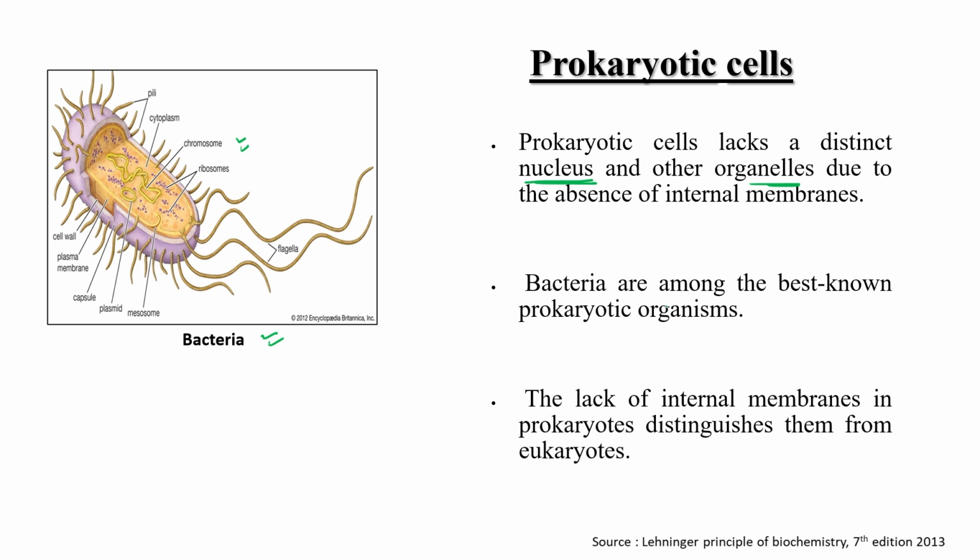Bacteria are the best known prokaryotic organisms, right? And the lack of internal membranes in prokaryotes distinguishes them from eukaryotes. This is the main difference between prokaryote and eukaryote, right? Eukaryotes have all kinds of membrane bound organelles like mitochondria, chloroplast, Golgi complex, right? But here there is no membrane bound organelle present, right?